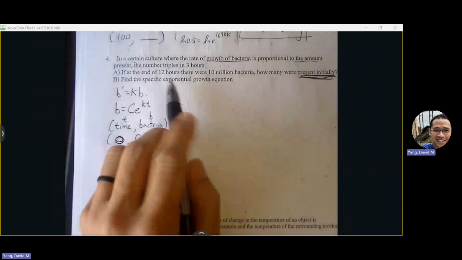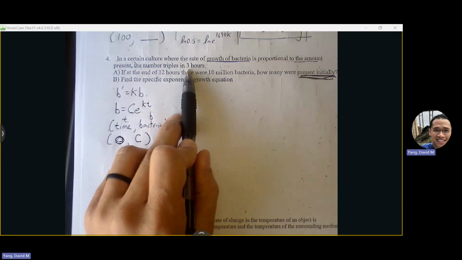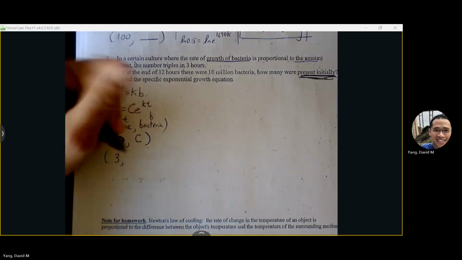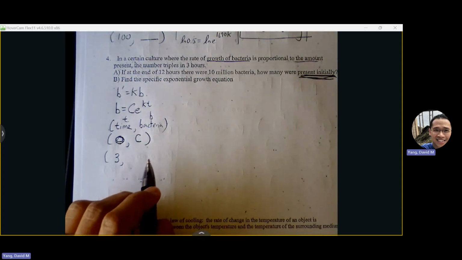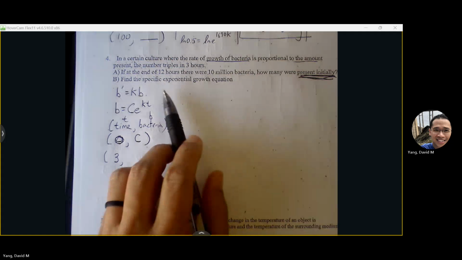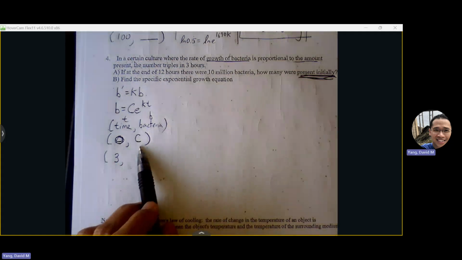But I do know that the number will triple in 3 hours. So that means 3 hours later, what's going to happen to my C value? The number will triple, so what can I do with C?